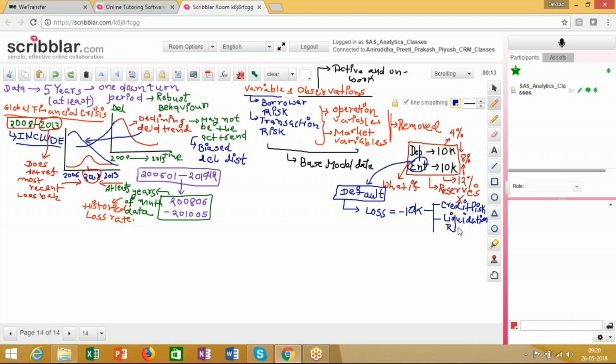Now, when the people do not get their money, they start losing confidence in the bank and they start closing off their accounts. Therefore, the next risk that the bank faces here is that of reputation risk, right?